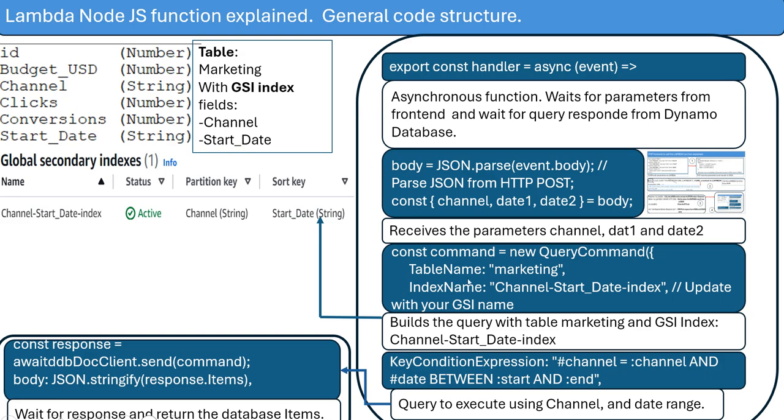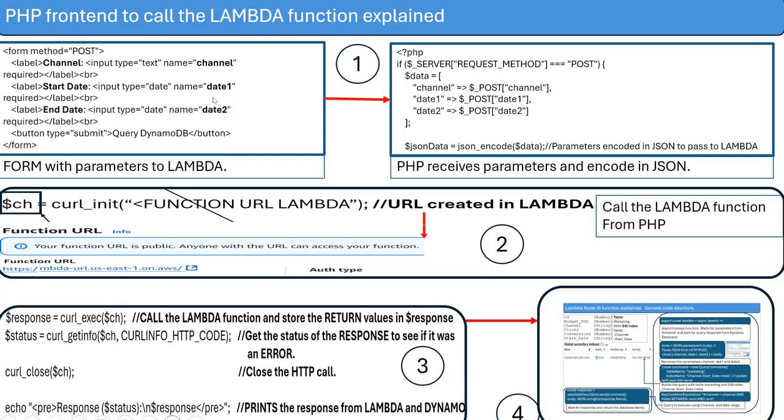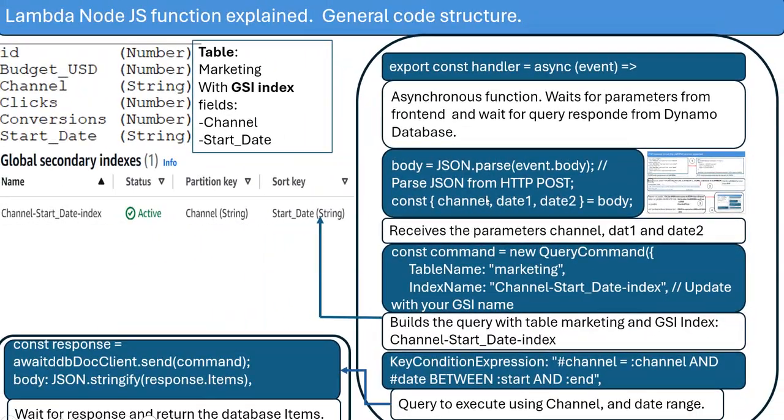We are going to define the function as asynchronous because it will wait for the front end and wait for the query response from the Dynamo database. Then we are going to pass the parameters from the PHP function. This is the HTML form where we are going to pass the parameters, and we will encode them in a JSON that will be read back by the Lambda, and it will pass this to the query that we are defining here. Okay, we are going to learn how to build this query and run it against the table database and wait for the response from the database to get this result.